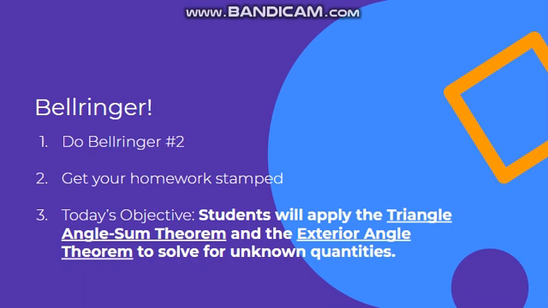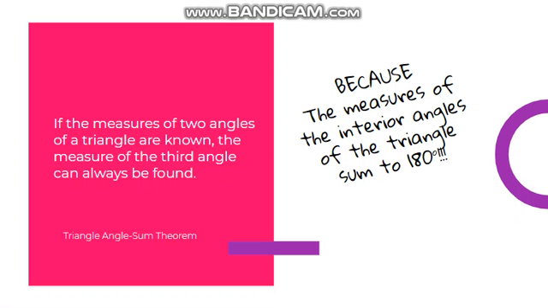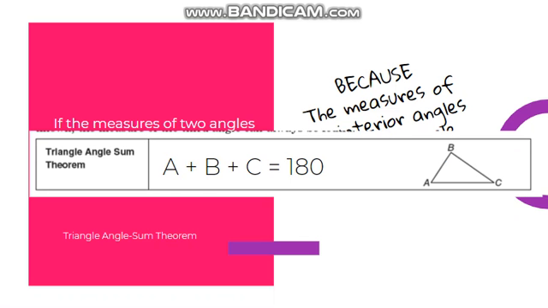And basically that shows us triangle angle sum theorem, which is if the measures of 2 angles of a triangle are known, then the third measure of the angle can always be found because all of them add up to 180 degrees. They're not really a linear pair, they all add up to 180. So this is the thing that you're going to write in that box up at the top of your page: angle A plus angle B plus angle C is 180 degrees.